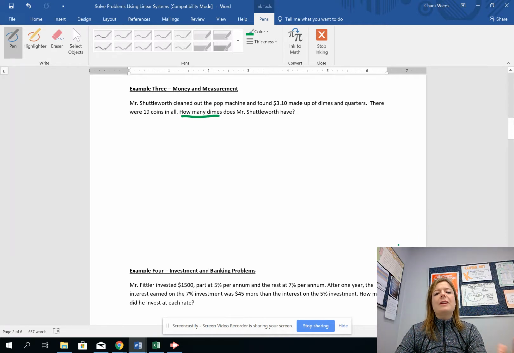So notice it asks for how many of a coin. We already know that dimes are worth 5 cents and quarters are worth 25 cents. So it's not how much money they have, but actually how many of each coin. So we'll say let D represent number of dimes and let Q represent number of quarters. Okay, so that is step 1, identifying our variables.